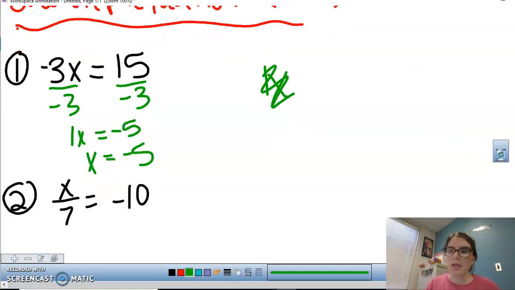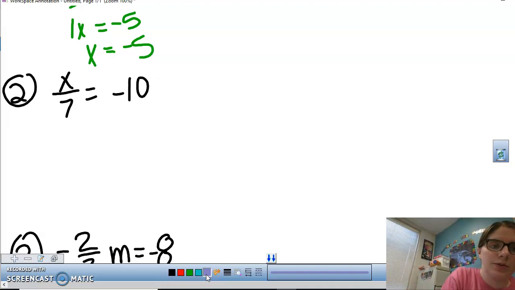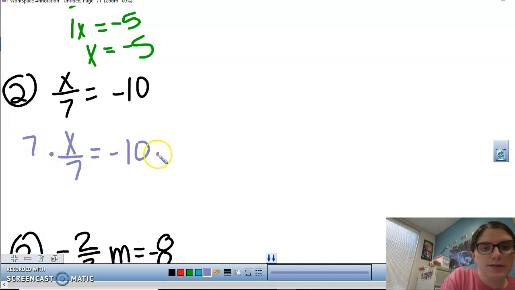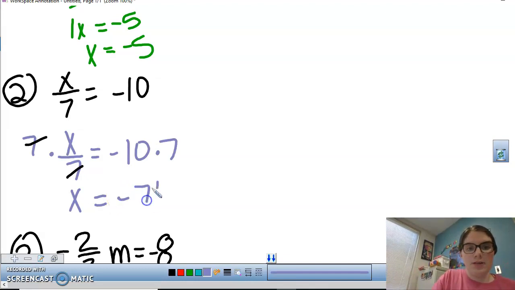Okay, the next problem you might see is like number 2, where we have x divided by 7 equals -10. So the inverse operation of dividing by 7 would be multiplying by 7. I'm just going to rewrite it down here so I have more room. So I'm going to times this side by 7, times this side by 7. These are going to cancel each other out. We'll be left with x on this side equals -10 times 7 would give me a -70.